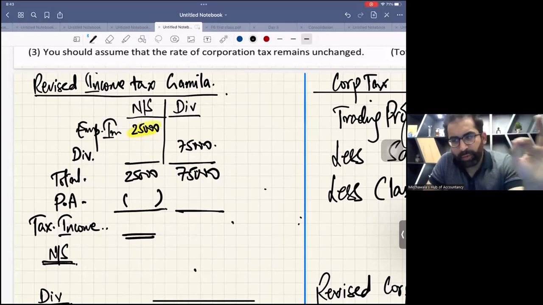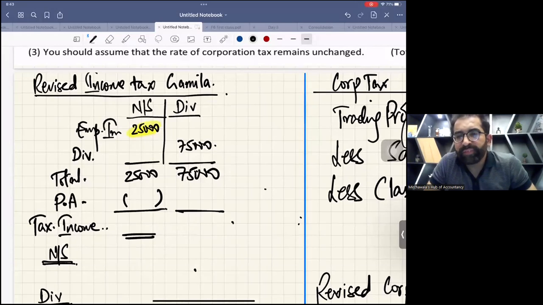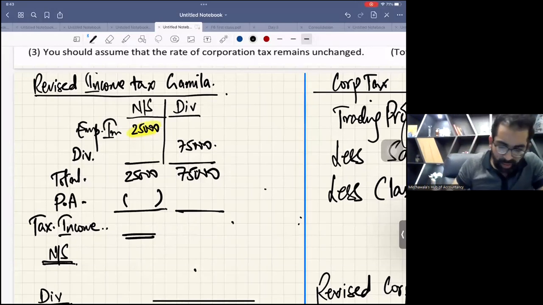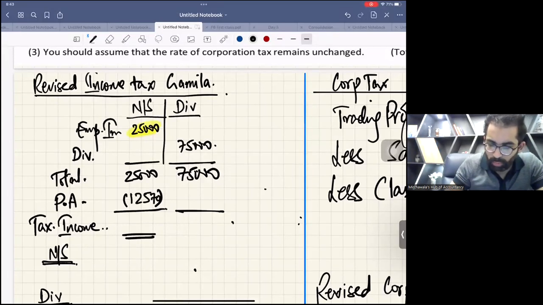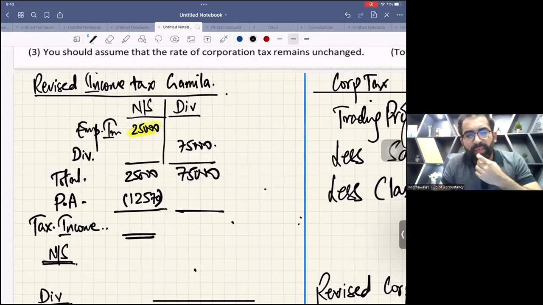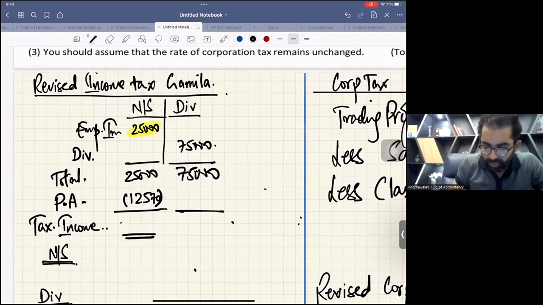But there are no gross gift aid donations in this question, and there is no gross personal pension. So your ANI is also 100,000. And when your ANI is exactly 100,000, your personal allowance is 12,570. Now, can anybody subtract this 25,000 less 12,570? It will be 12,430. Thank you.